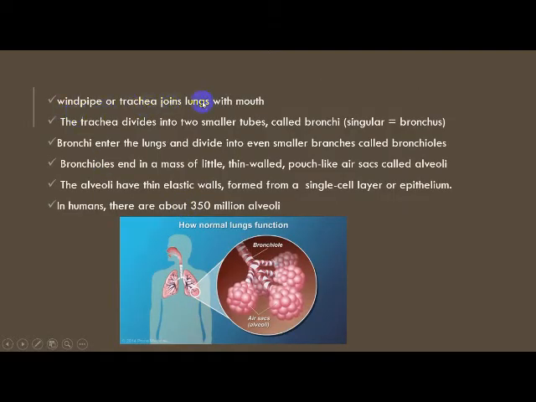So the windpipe or trachea joins the lung with the mouth. We talked about this. The trachea divides into two smaller tubes called bronchi. Bronchi enter the lung and divide into even smaller branches called bronchioles. And then bronchioles end in a mass of little thin-walled pouch-like air sacs. This is the structure of the air sacs.